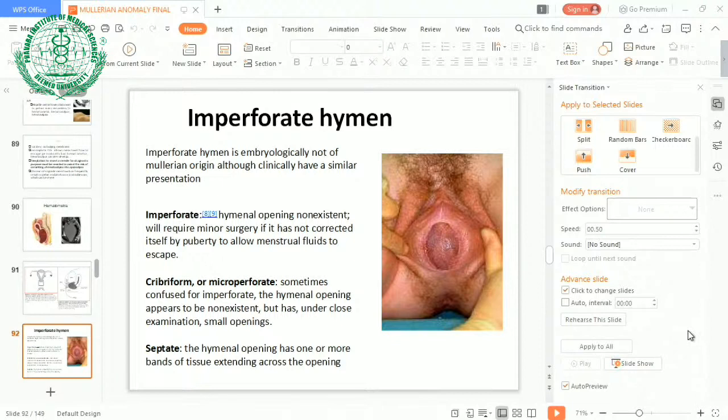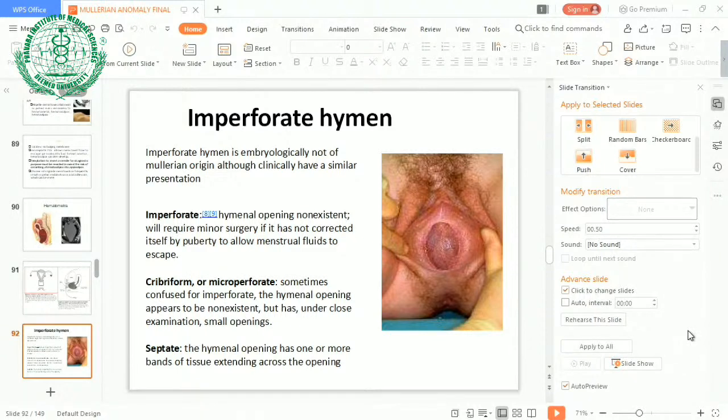Imperforate hymen. Imperforate hymen is embryologically not of Mullerian origin, although clinically it has a similar presentation. Imperforate hymen, where the hymenal opening does not exist, will require minor surgery if it has not corrected itself by puberty, to allow menstrual flow to escape.